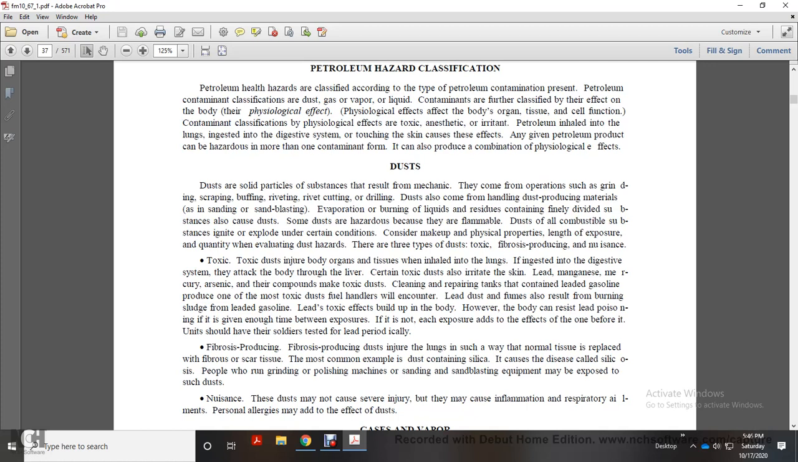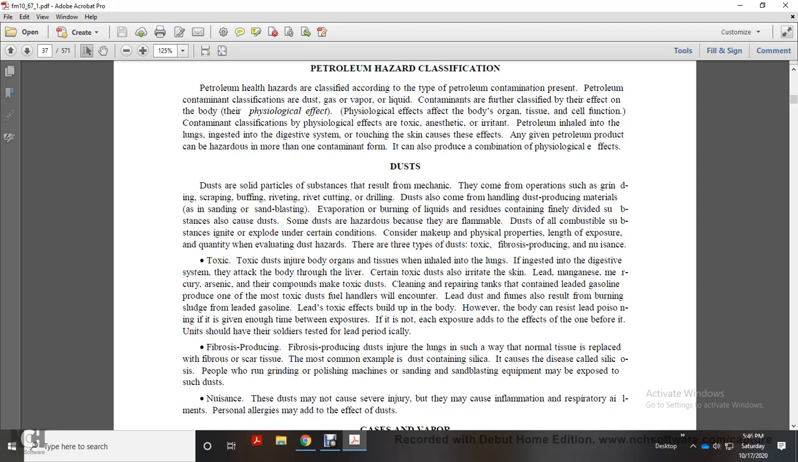Fuel handlers will encounter lead dust and fumes. Lead dust will also result from burning sludge from leaded gasoline. Lead's toxic effects build up in the body. However, the body can resist lead poisoning if it is given enough time between exposures. If it is not, each exposure adds to the effect of the one before. Units should have their soldiers tested for lead periodically.